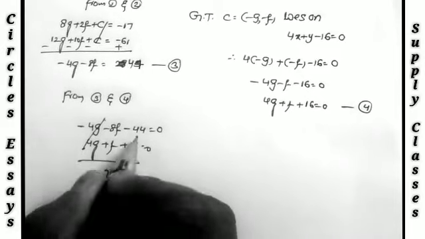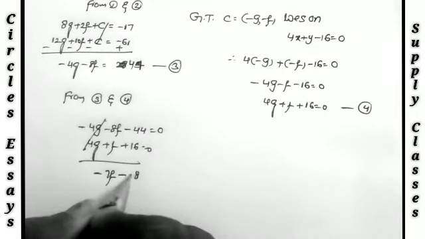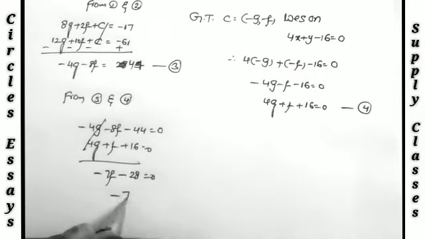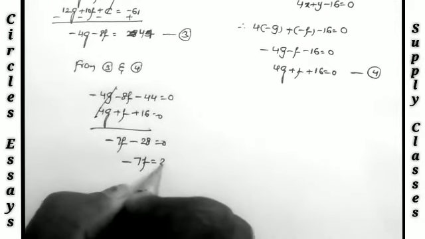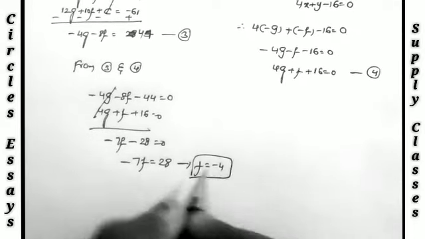-8f + f = -7f, and 44 - 16 = 28. That is, -7f = 28, which means the value of f is equal to -4. Okay, this is the value of f here.